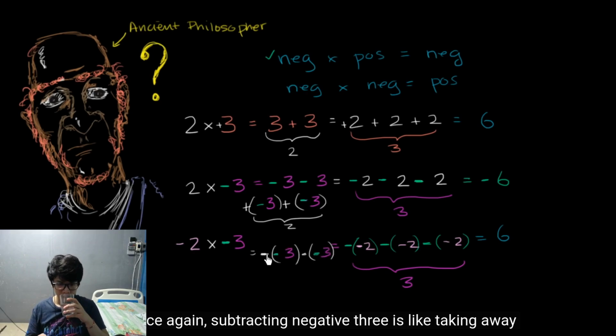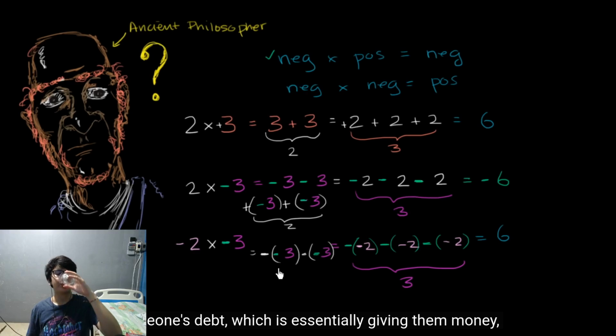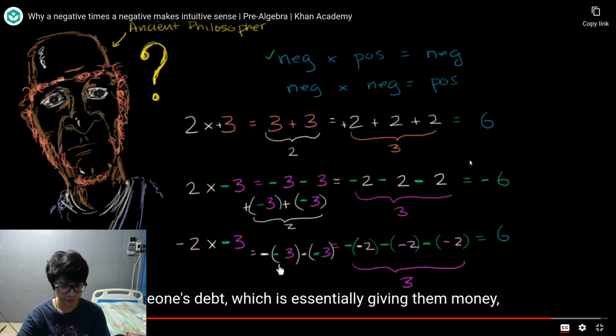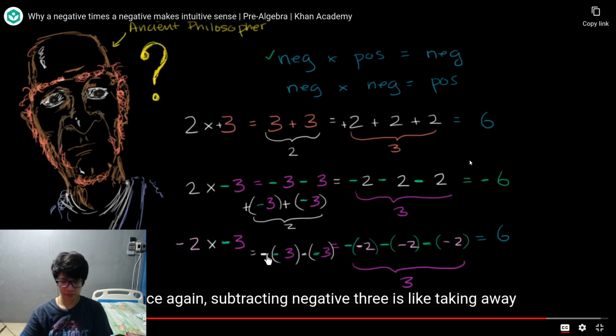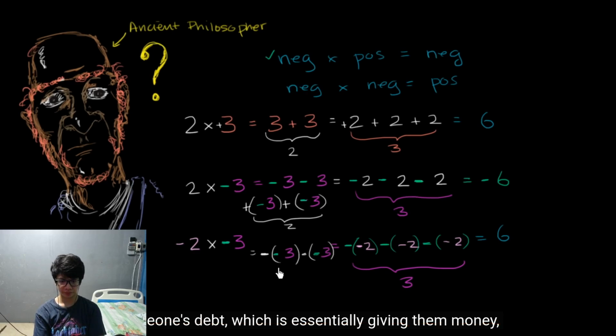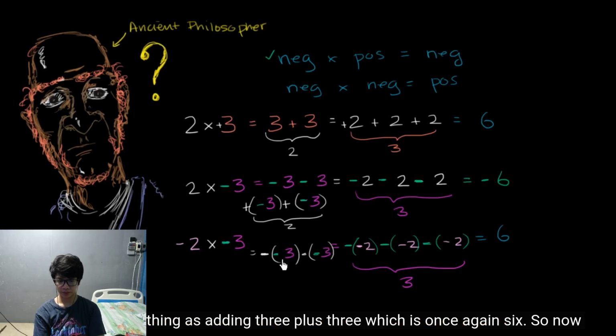And once again, subtracting a negative, it's like taking away someone's debt, which is essentially giving them money. This is the same thing as adding 3 + 3, which is once again 6.